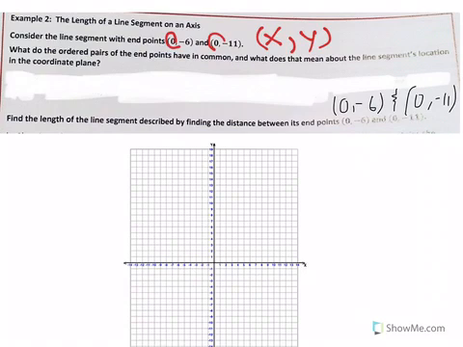So let's go ahead and do this. We have (0, -6), so we're going to mark that right there. And we have (0, -11). Again, we're not going over, we're just going down to -11, which is right down here. Okay, find the length of the line segment described by finding the distance. So we want to find the distance between these 2 points.